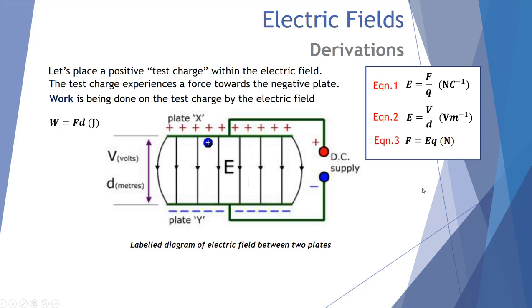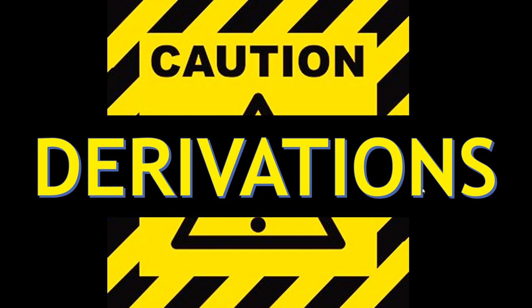Work is also being done on the test charge by the electric field. So as it moves from the top to the bottom, there's work being done by this field, and it's expressed as W equals FD, the classic work equation. Before we go any further, some derivations. You can simply use the following equations off a formula sheet. However, if you'd like to see how they're derived, come with me for this journey.